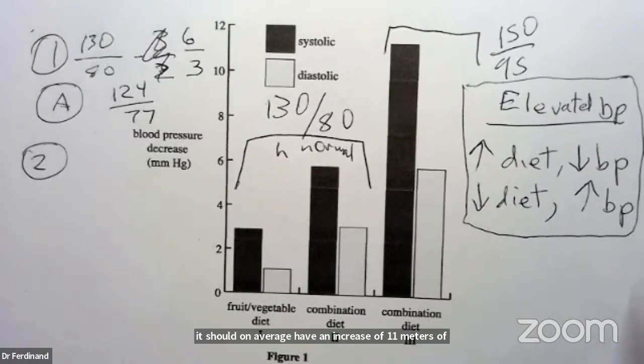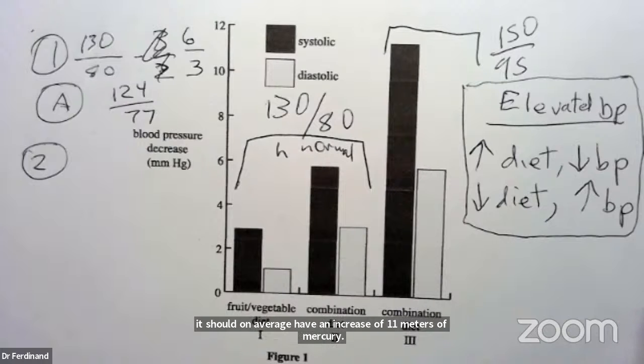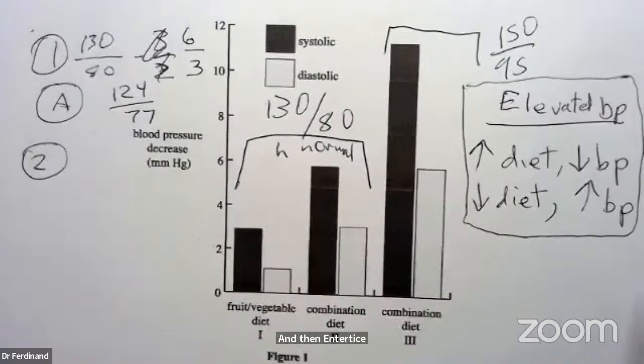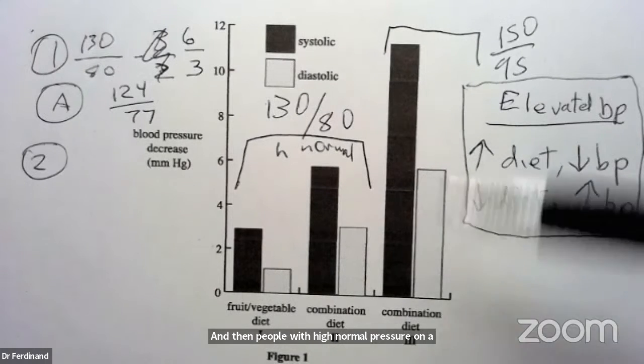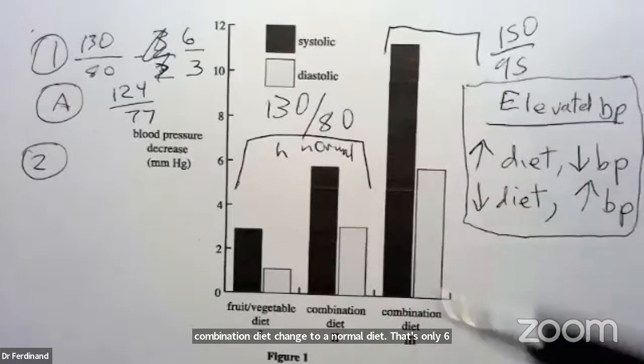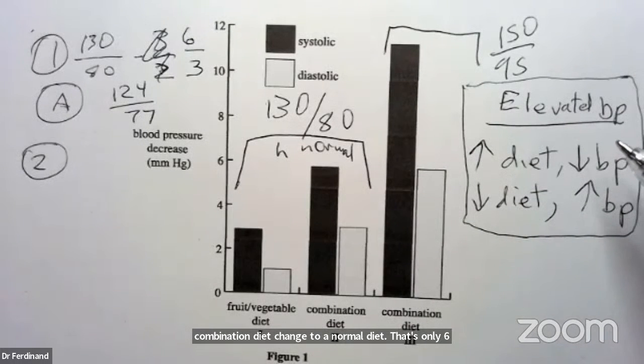And then answer choice C, high normal blood pressure on a normal diet, change to a combination diet. That again is going to be a decrease. And then people with high normal pressure on a combination diet, change to a normal diet, that's only 6 millimeters of mercury, not this same significant change.